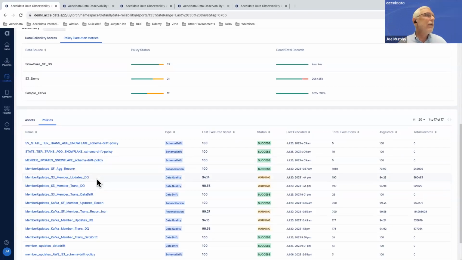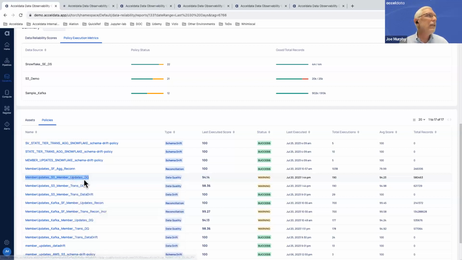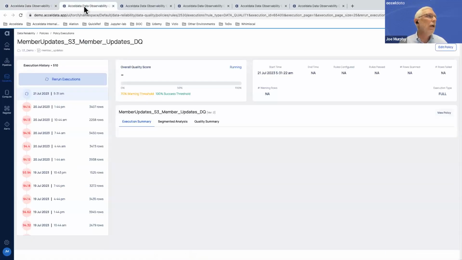So I can look down here, and maybe this is sort of the start of my pipeline. And I've actually got a policy around the data quality. And you can see I have many different types: schema drift, recon, data quality. And I want to take a look. This one's in a warning state, right? There are some problems in the data. So I'm going to jump into that one.